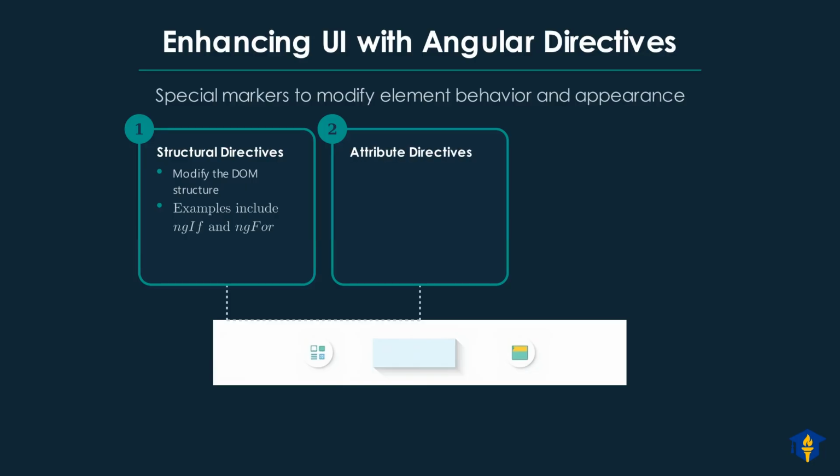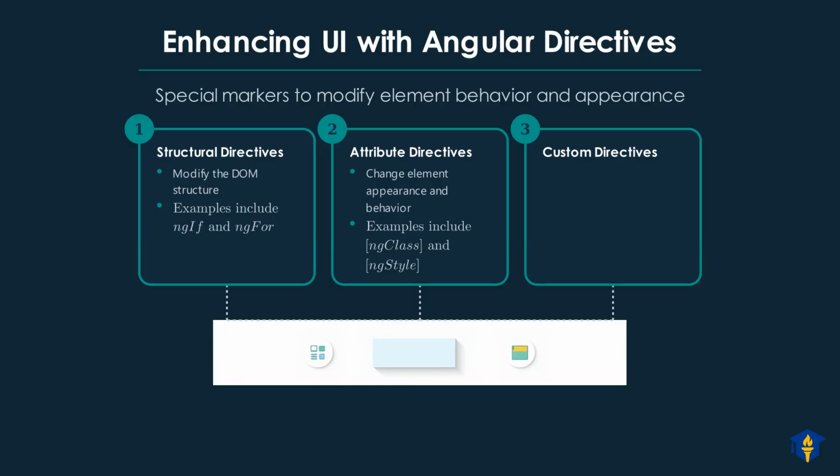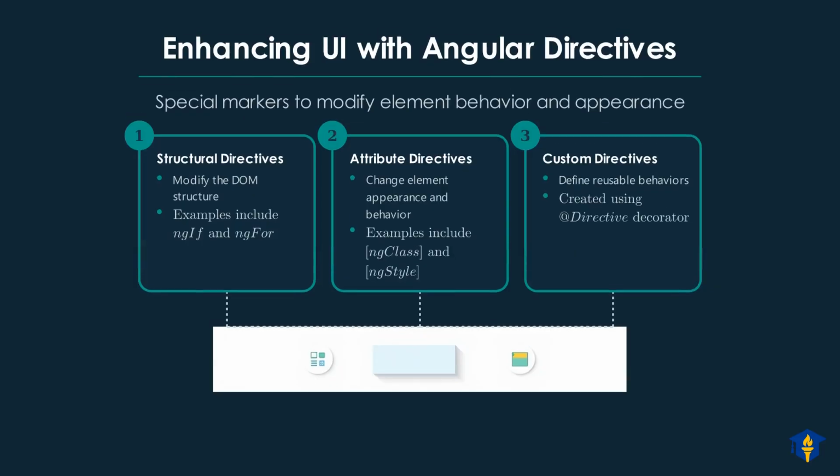Next, we have attribute directives, which change element styles or behavior. These directives change an element's appearance and behavior without altering its structure. Examples are ngClass for dynamic CSS classes, and ngStyle for inline styles. Finally, you can create custom directives for specific needs. These allow you to define reusable behaviors that can be applied to any HTML element. Custom directives are created using the Directive decorator, extending HTML functionality.